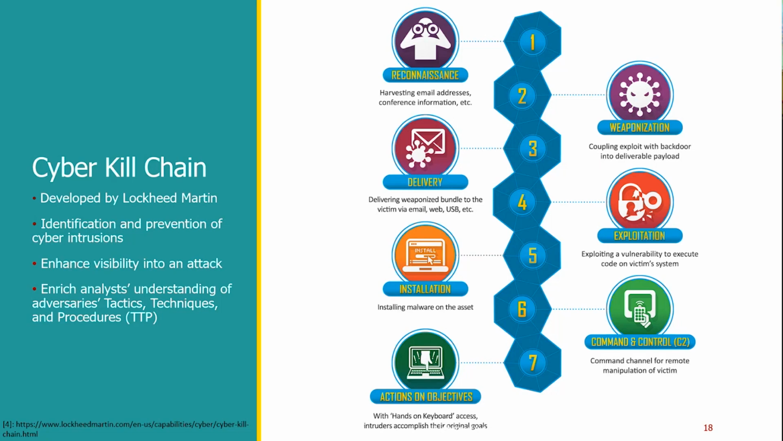Then, after our malware has been successfully delivered to a target, you have the exploitation and installation phase. In the first phase, the exploitation, the malware exploits vulnerabilities in the system. By exploiting these vulnerabilities, the malware is able to install itself in the system and then also propagate to other systems around the network.